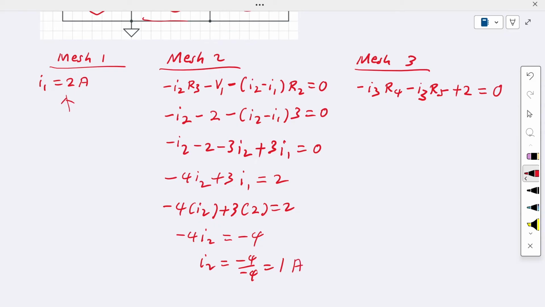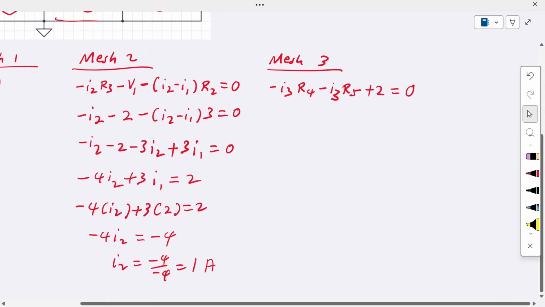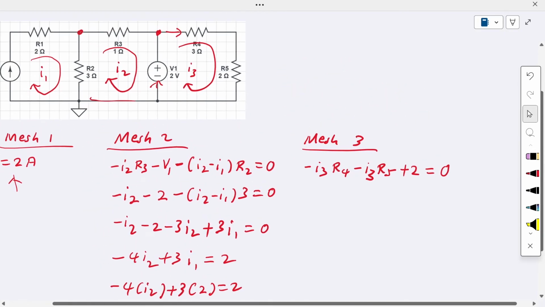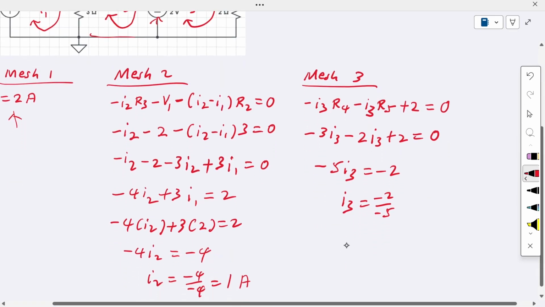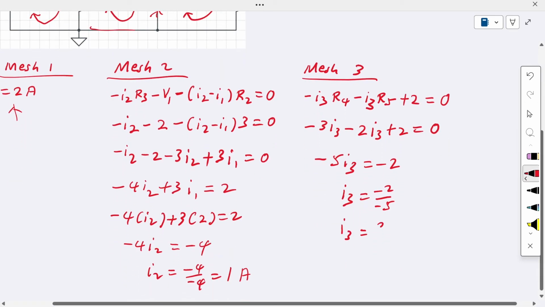Okay. Now we need to find I3. In mesh loop 3 here, R4 is 3 ohm. So we have minus 3I3. R5 is 2 ohm, so we have minus 2I3. Then plus 2 must be equal to 0. So now we have minus 5I3 equal to minus 2. So I3 is equal to minus 2 divided by minus 5. Then your I3 is equal to 2 divided by 5.